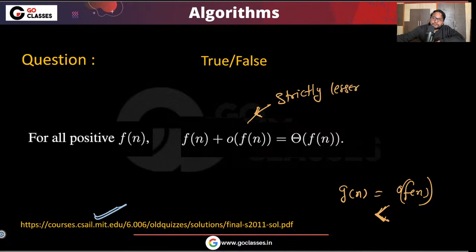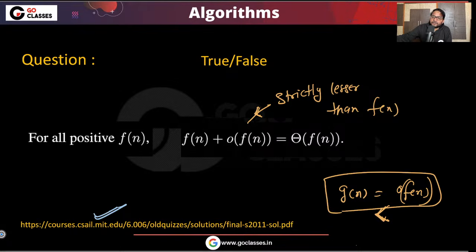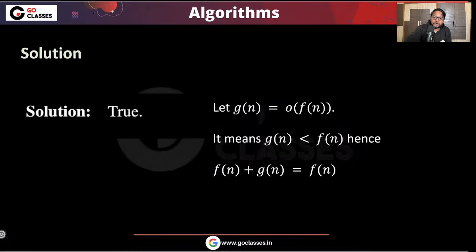Strictly lesser than Fn. Many people get this wrong. They think that it can be greater than Fn. No, this particular term is actually strictly lesser than Fn. So if I'm adding something lesser than Fn, I don't think it impacts anything. So that's why it is theta. Hence it is true. Great. Now let's see this. This is true.